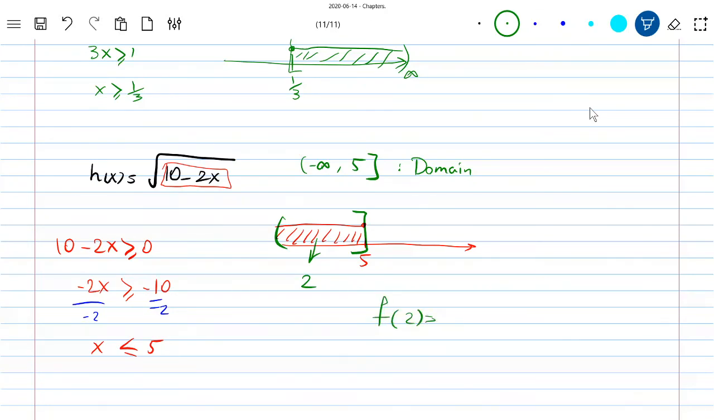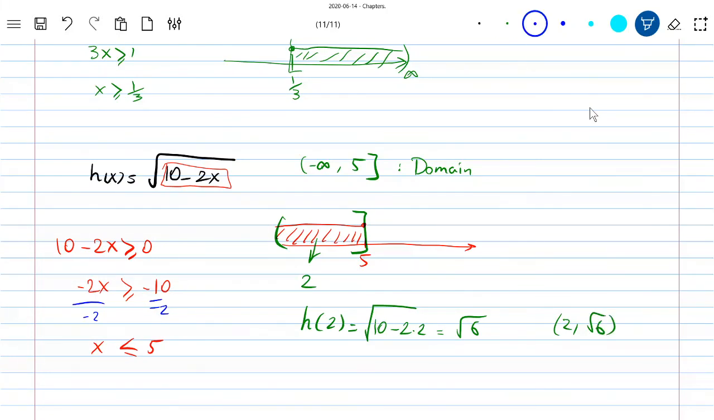Definitely you would have a y value. And if you calculate, sorry, in this case the function is called h, not f. If you calculate h of 2, for example, you should have a y value. There should be a result. 10 minus 2 times 2. You'll get square root of 6. It is a decimal number. But I picked 2 and I got a y value, square root of 6.